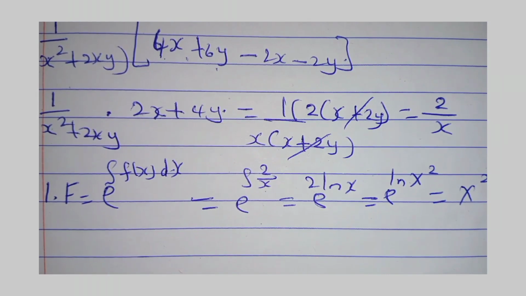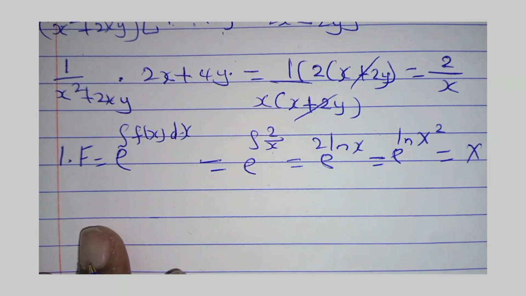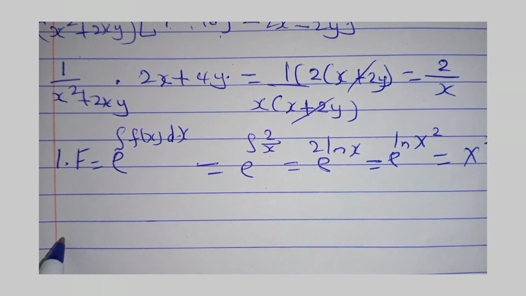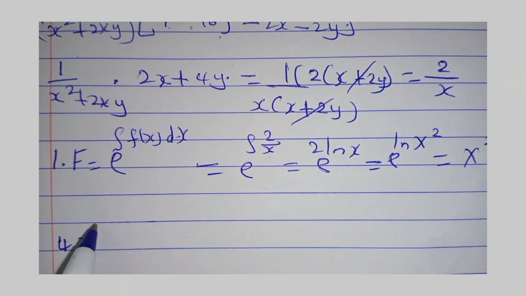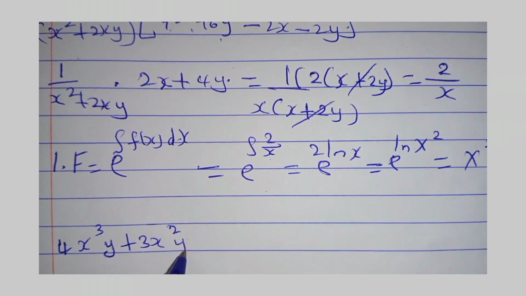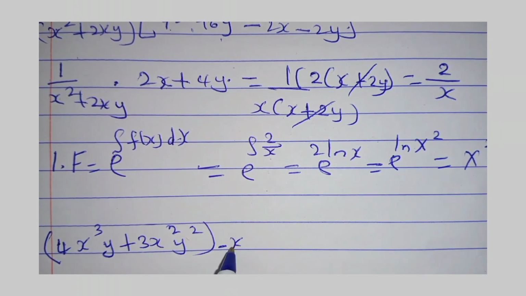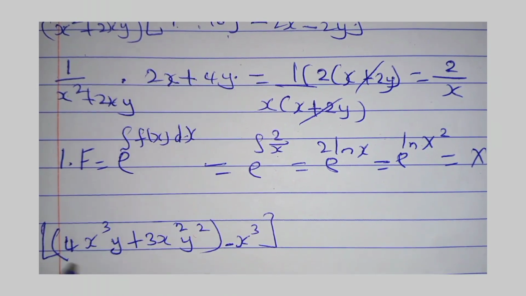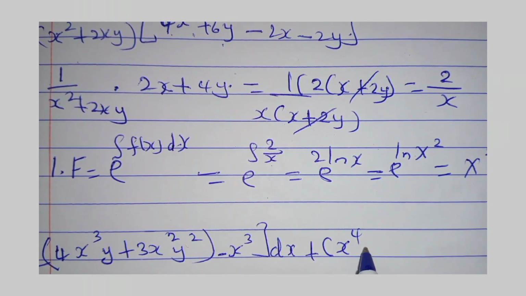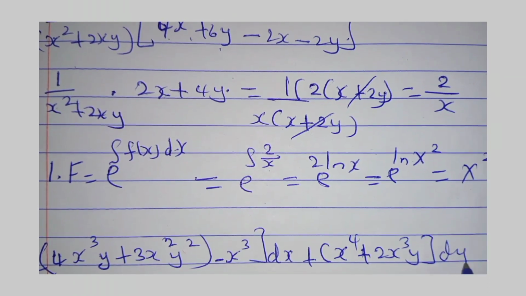Now, once you get your integrating factor, the next stage is you multiply the given ODE with the integrating factor. In our case, it is x squared. When you multiply, we obtain the following: bracket 4x cubed y plus 3x squared y squared minus x cubed, everything dx, plus bracket x to the power 4 plus 2x cubed y, this is dy, which is equal to 0.